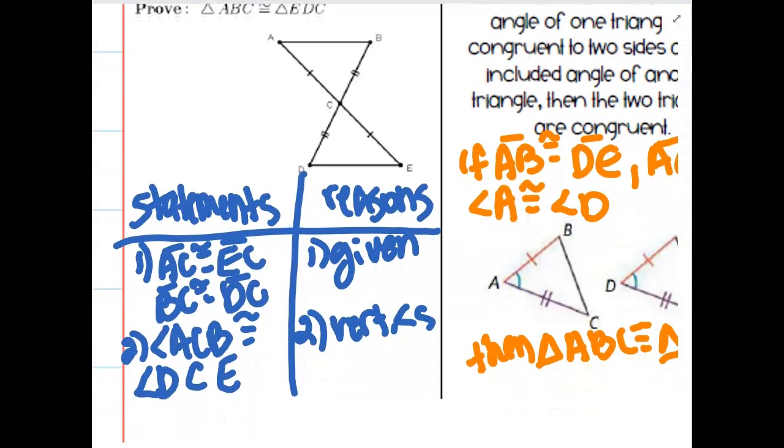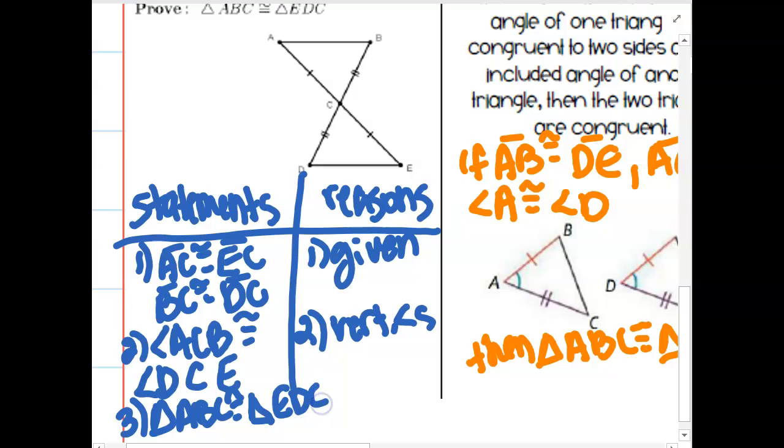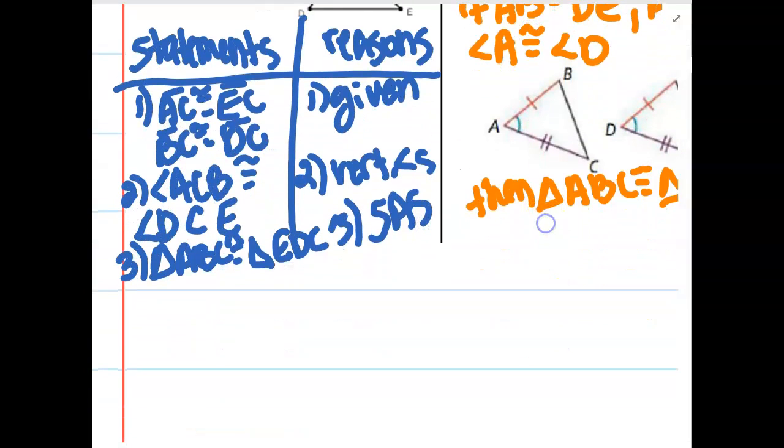So we were given the 2 sides. We now know that the included angle is also congruent. So we have a side, an angle, and then a side, which means we know that these 2 triangles are congruent. So your last step is always going to be that proof. Triangle ABC is congruent to triangle EDC. And your reason, side, angle, side.